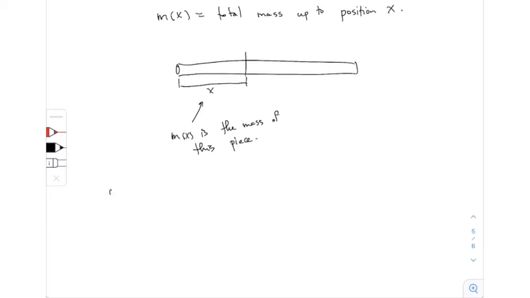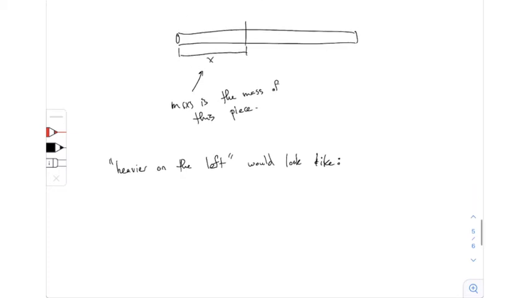So if the rod is, say, heavier on the left, this would look like, if I were graphing the function, when you start on the left, you see almost all of the weight occurs towards the left, and then as you continue to move to the right, you don't really add on much mass after that. So it would look something like this.